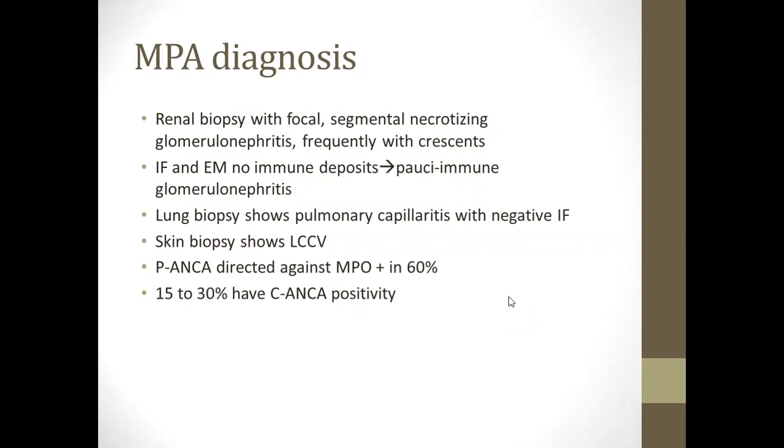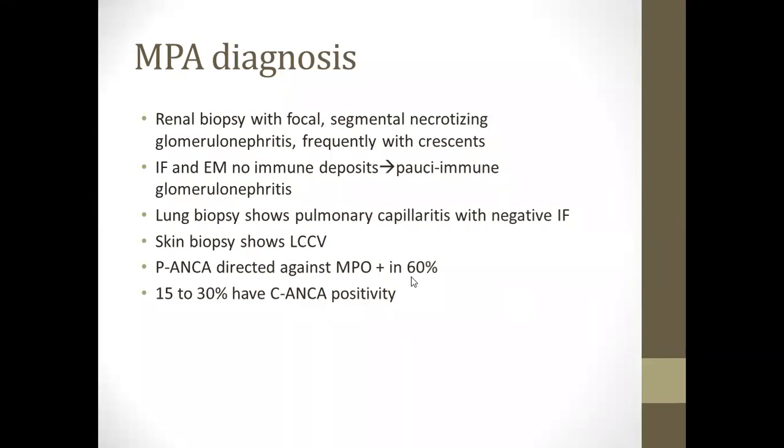Pauci-immune, the lung biopsy would show a pulmonary capillaritis with negative immunofluorescence. Skin biopsy is going to show leukocytoclastic vasculitis, nonspecific. Their ANCA tends to be P-ANCA and MPO in about 60%. But remember, again, there's overlap. So you kind of have to take the whole picture and figure out where things line up. But more commonly, MPA will have an MPO, P-ANCA.